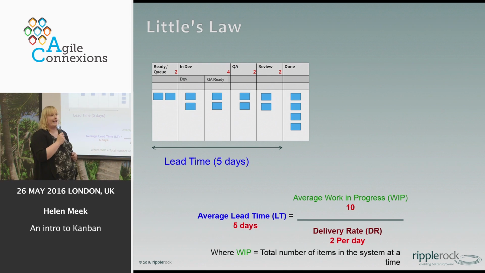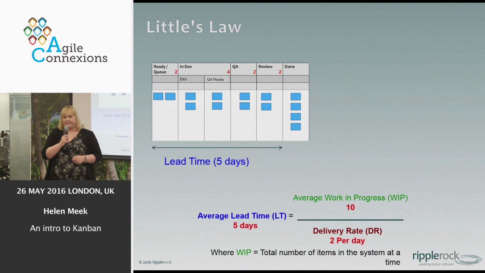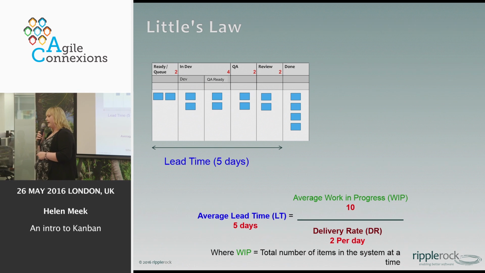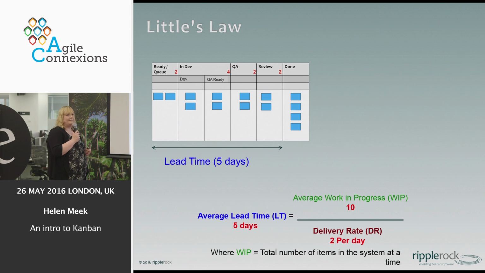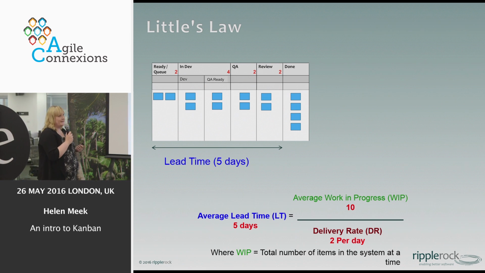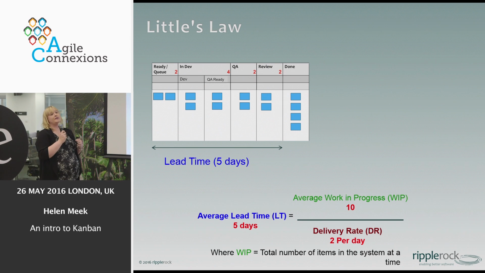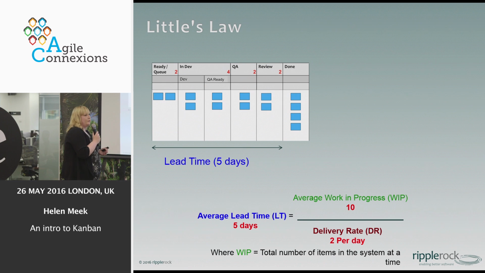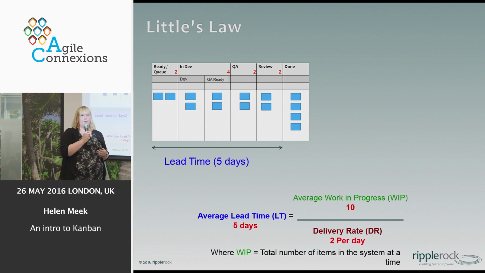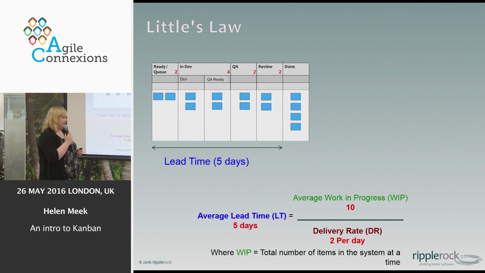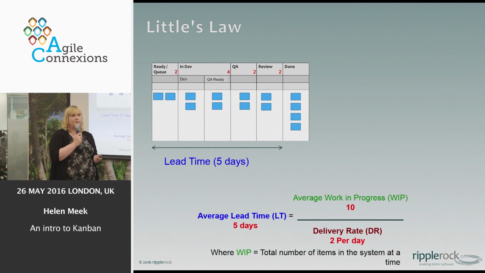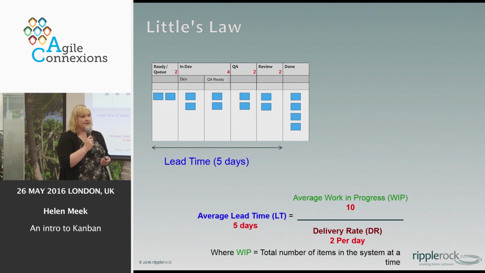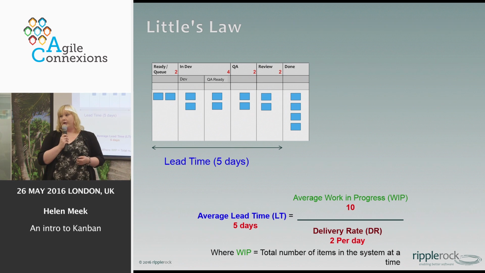Now, in Kanban, we also use something called Little's Law. When we looked at our visualization, I introduced the fact that we have lead time. So how long does a piece of work take to complete the system? We also introduced our WIP limits. So how many pieces of work can we have in flight at any given time? The project managers in the room are probably also thinking in the back of their minds, when are we going to get this piece of work done?